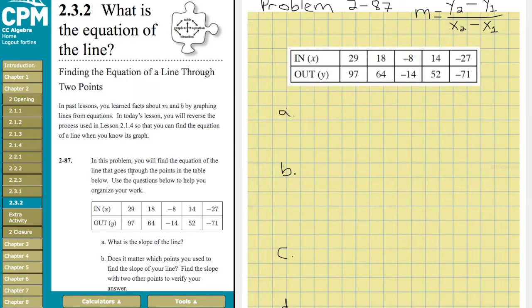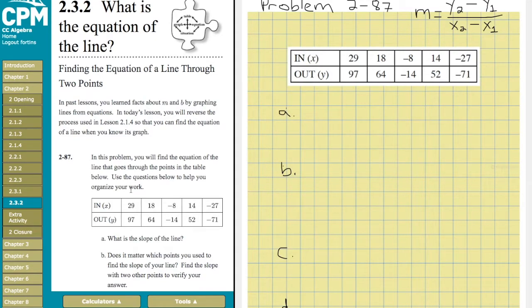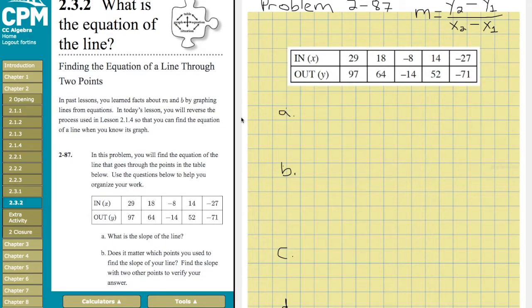In order to get you ready for that, we're going to start talking about tables right now in problem 287 to show you that you know a lot about this, and you're just going to have to do this for a graph later.